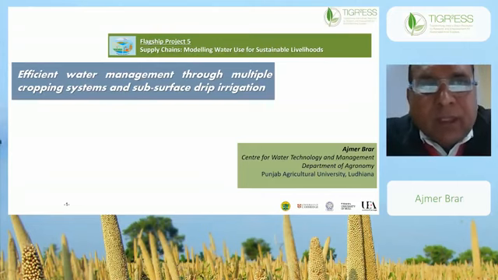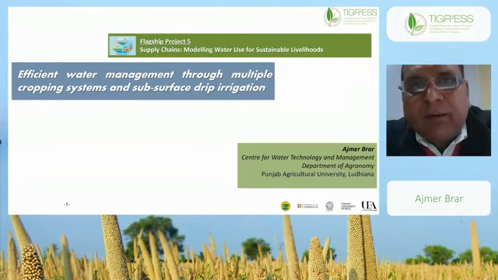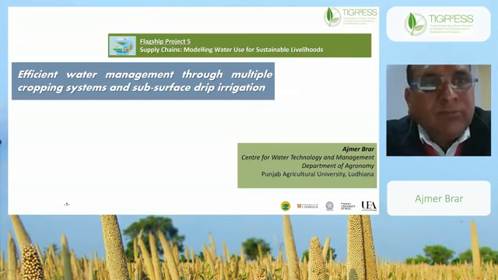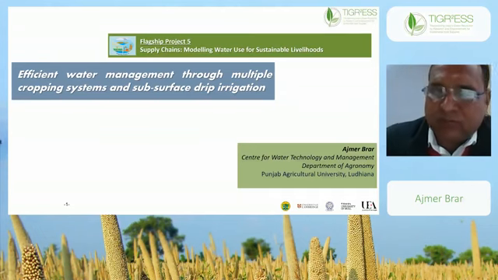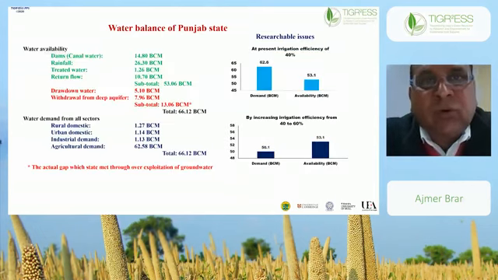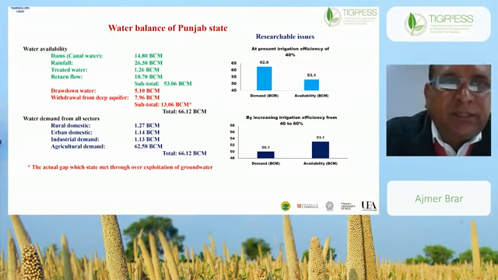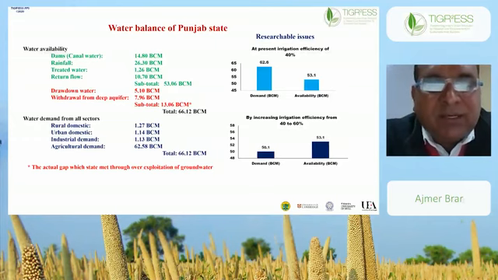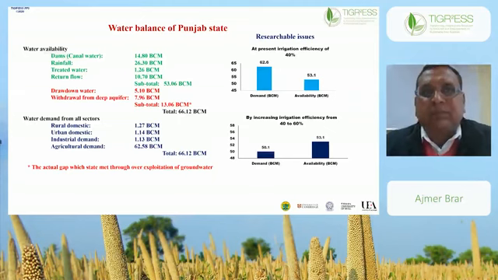Hello to all, and I'm going to present the work done under FP5 on efficient water management through multiple cropping systems and subsurface drip irrigation. If we look at the water balance of Punjab state, the green shows the available water from all sources, maybe from the dams, rainfall, treated water, and return flow. That figure comes to 53.06 BCM.